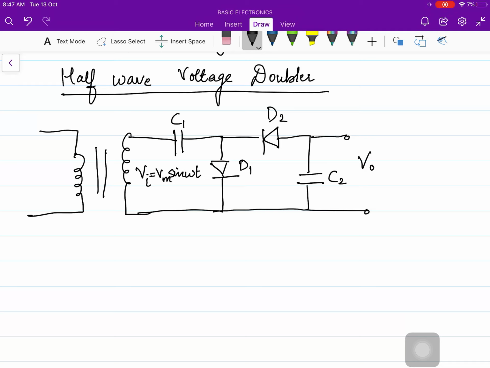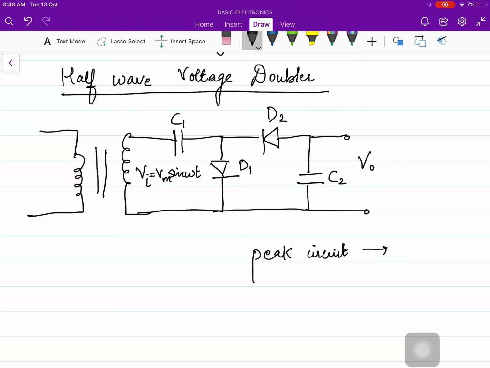First of all, we will analyze C1. There are two capacitors and two diodes, so we say that it is a voltage doubler. It consists of two peak circuits. If it is a voltage tripler, that means 3 Vm will be produced, it will have 3 peak circuits. And when we study the voltage quadrupler, we will see it will have 4 peak circuits.